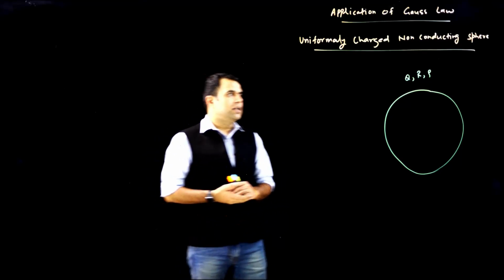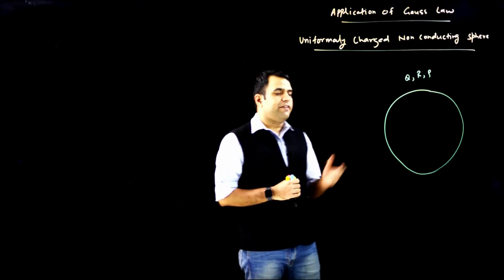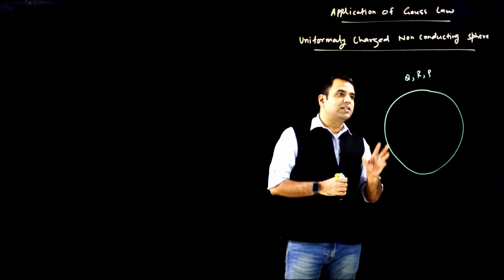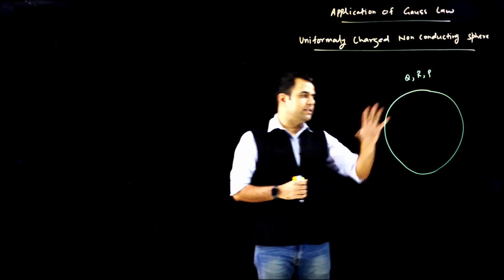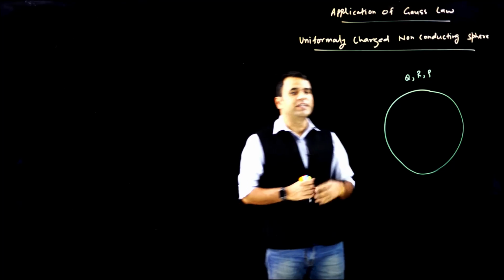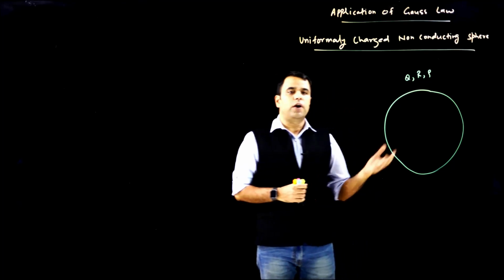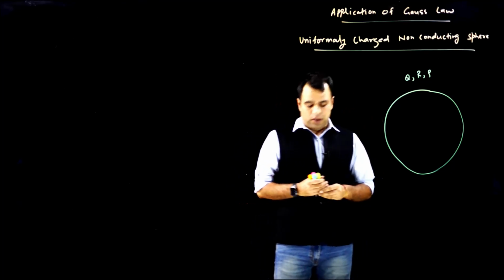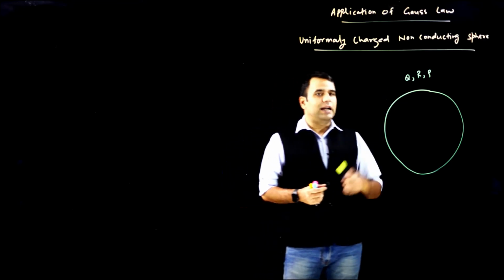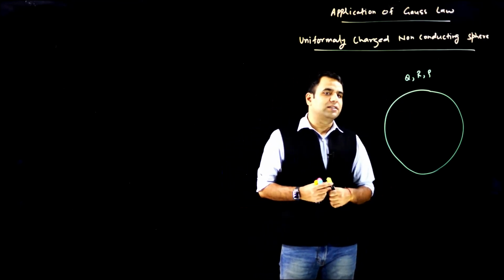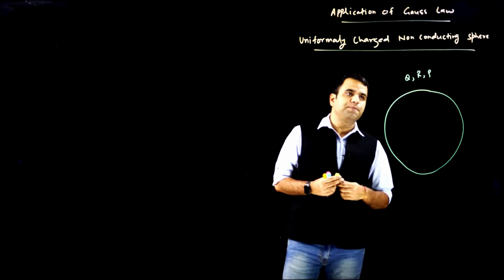Hello. Now we will study the electric field due to a uniformly charged non-conducting sphere. So this is a non-conducting sphere, solid sphere it is, and it is uniformly charged within the volume. Total charge in this sphere is given capital Q. Rho is the charge density and R is the radius.